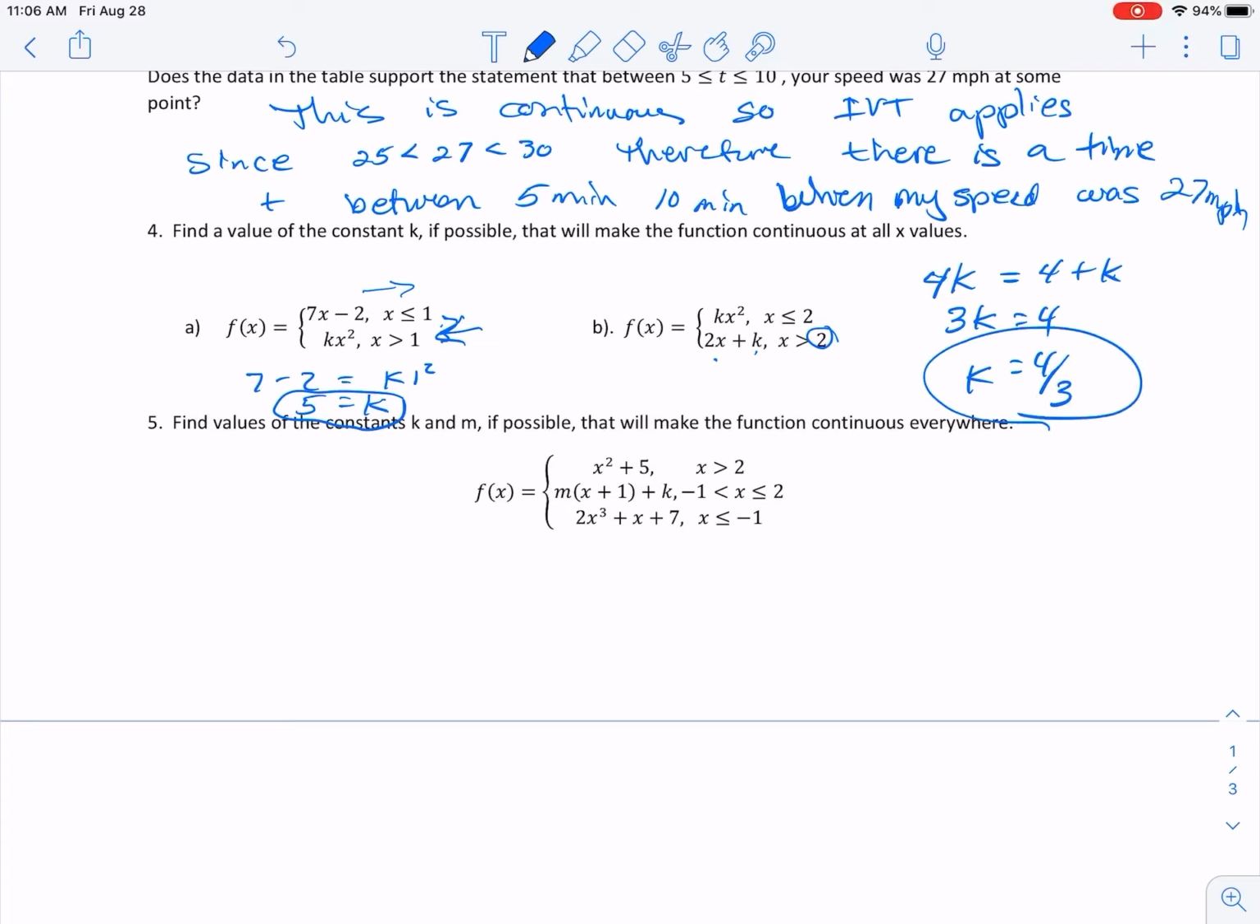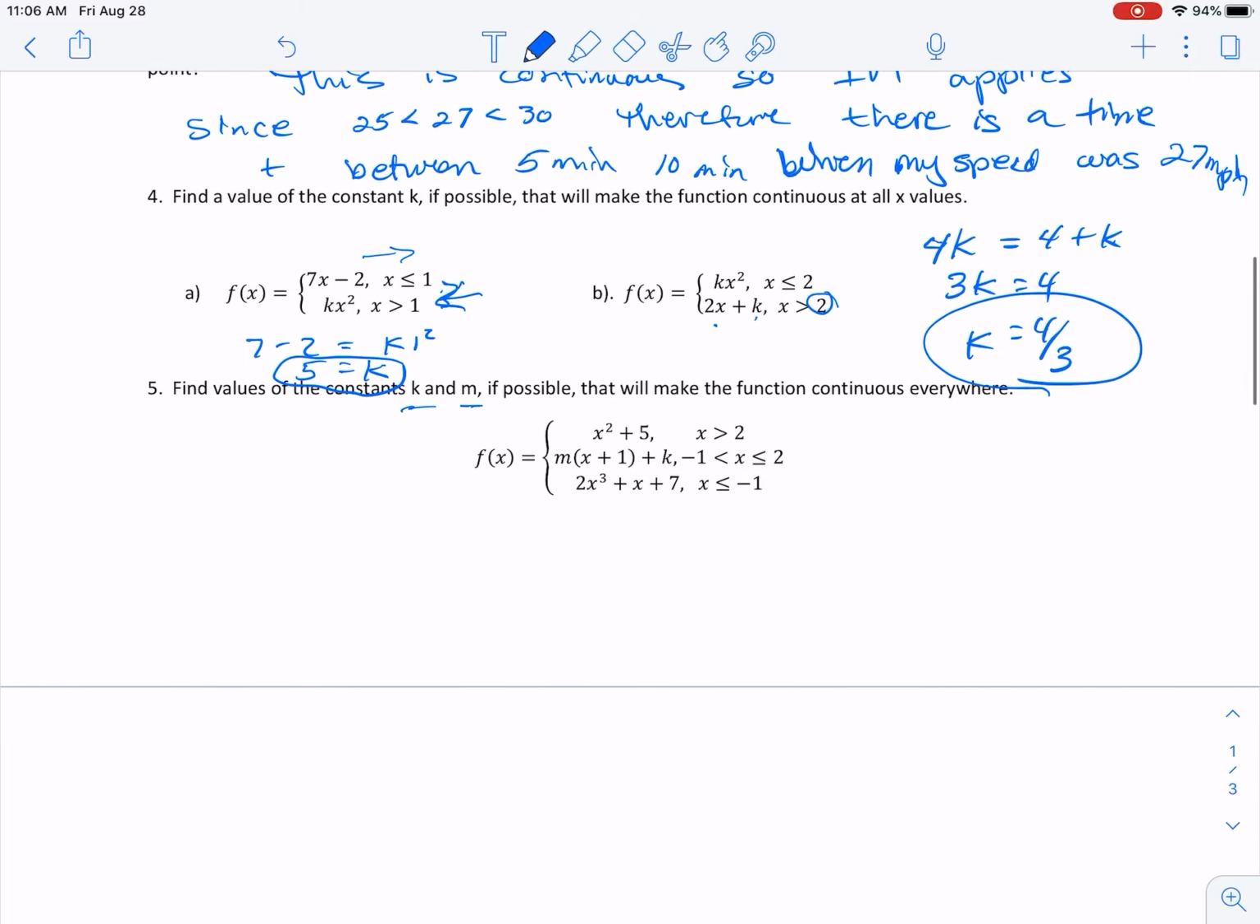Boom. All right, the last one is find the values of the constants k and m, if possible, that will make this function continuous everywhere. I don't like the fact that this is upside down. We got our small numbers, then our big numbers, but we will work with it. Okay, so there's 2 breaks. You got a break at 2, and you got a break at -1.